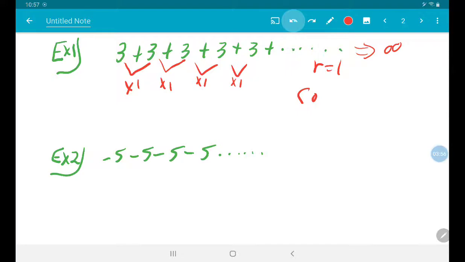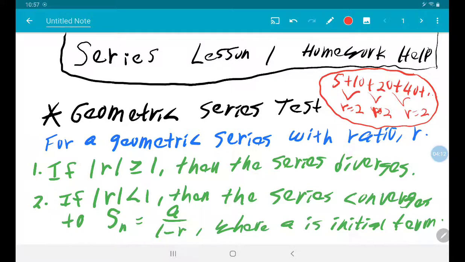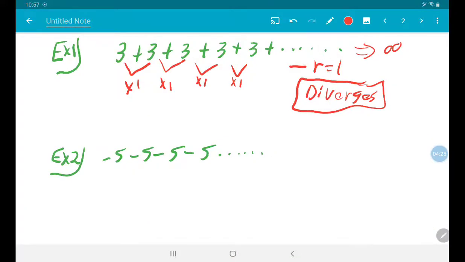Let me erase that. It diverges. So let's put that in context of the geometric series test. If I look right here at number 1, it says if the absolute value of the ratio is greater than or equal to 1, the series diverges. So here, I take the absolute value of r, which is the absolute value of 1, which is 1, which is greater than or equal to 1, which tells me the series diverges. It just gets ridiculously huge.